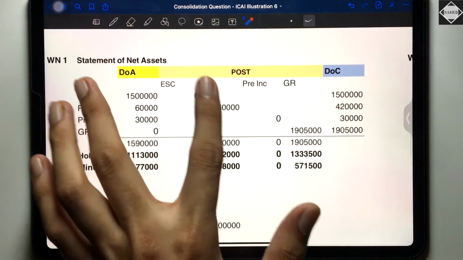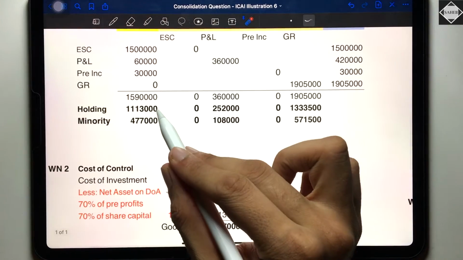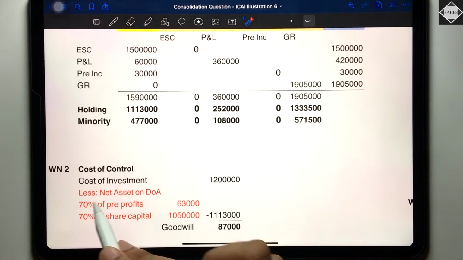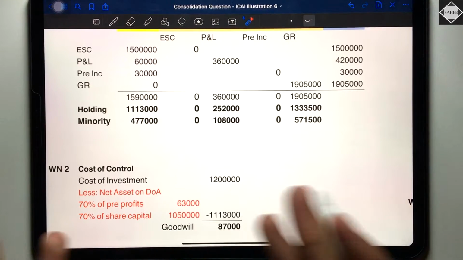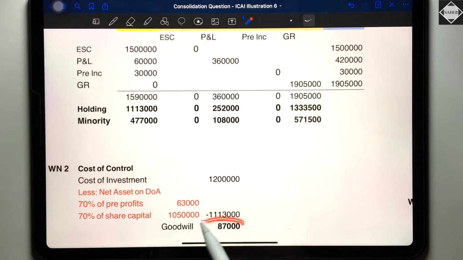Just prepare the statement of net assets. It will be really simple to you. Directly you can take the figures. If you would have directly taken over here like this, 11,13,000, just say pre-acquisition net assets on the date of acquisition, you will get the full marks only. Okay, so goodwill is 87,000.